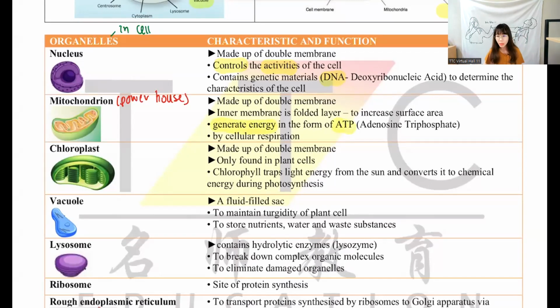Can you write ATP in an exam? Of course you can, because ATP is a correct short form that you can write. We call this as adenosine triphosphate. Adenosine triphosphate. How do we want to generate energy? It is by a process called cellular respiration. What does this process mean?